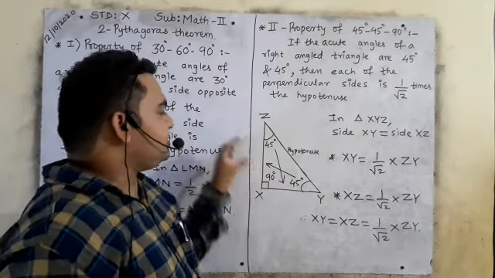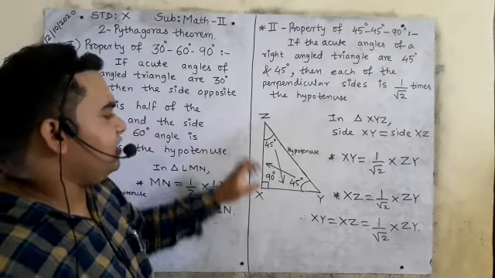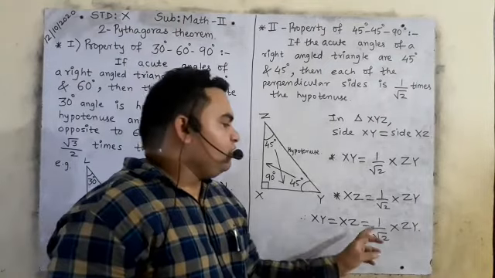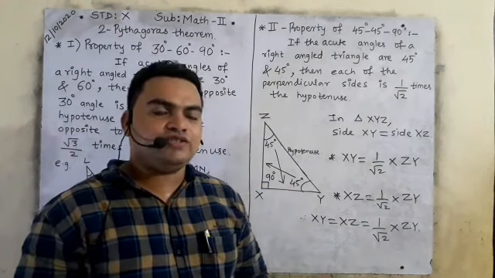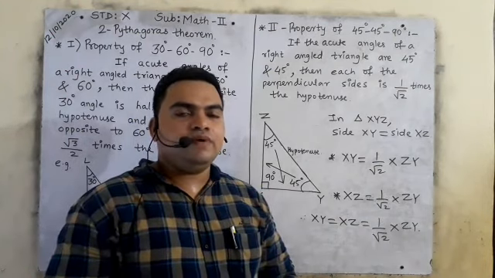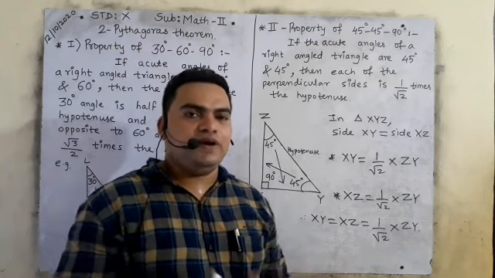So both the sides will be congruent. XY will be equal to XZ. So XY is equal to XZ is equal to 1 upon root 2 of its hypotenuse. I hope you understood the properties. Now we will see practice set 2.1. In that, questions number 4 and 5 depend on these properties.